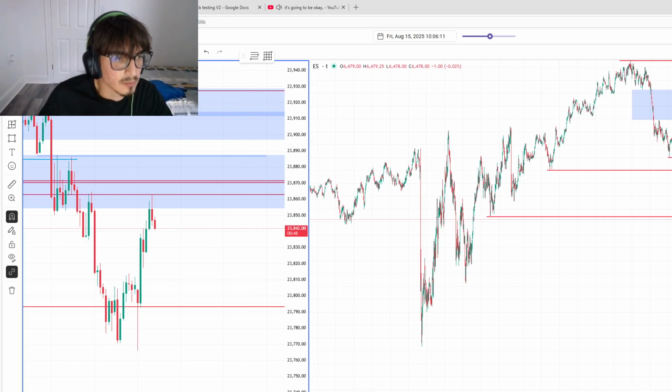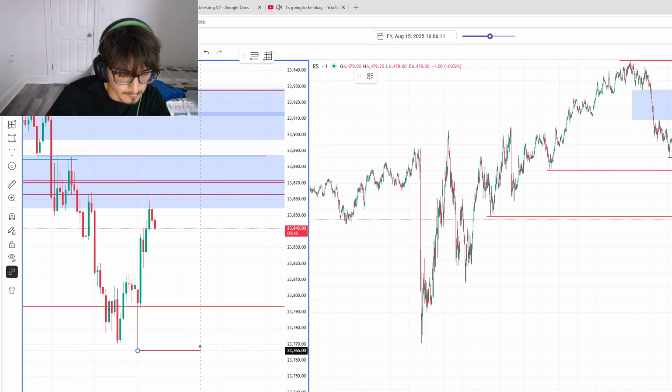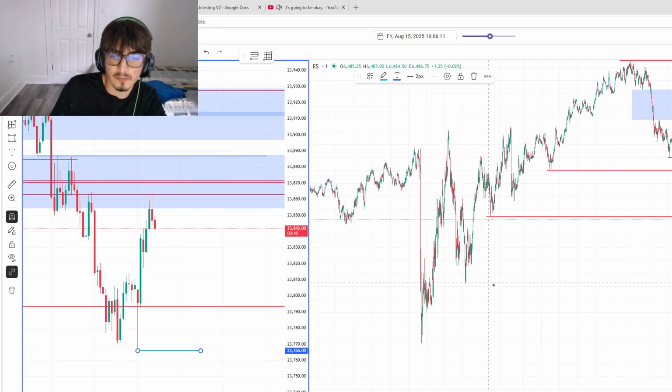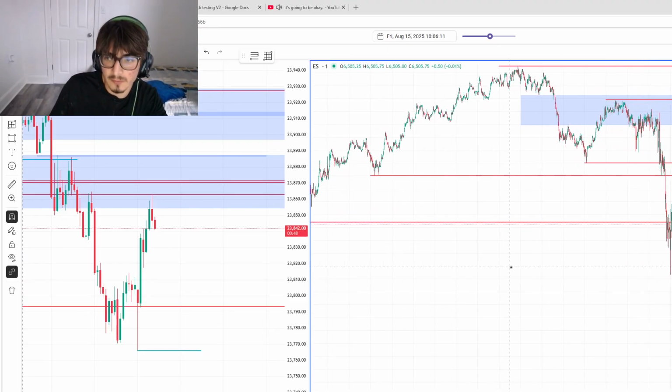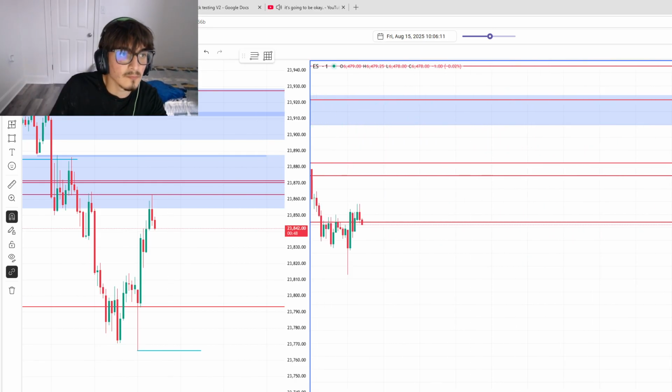Well, now we have data lows. Hold up. Why is my stuff so laggy? It's just pissing me off. I'm trying to ignore it, but oh my god, man.